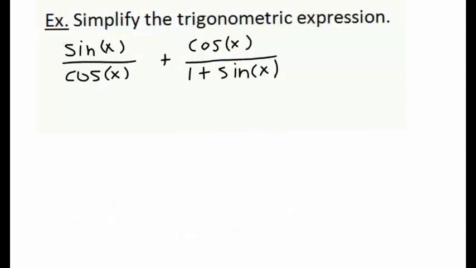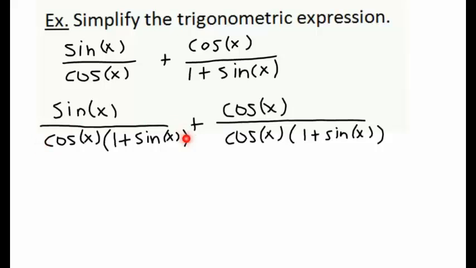In our last example, we want to simplify the following expression: sine over cos plus cos over 1 plus sine. Now, since we have an addition of two fractions here, our first step is going to be to try to find a common denominator for our two fractions. Our first fraction has the factor of cosine of x in the denominator, and our second fraction has the factor 1 plus sine x in the denominator, so it makes sense to multiply these together to get our common denominator.